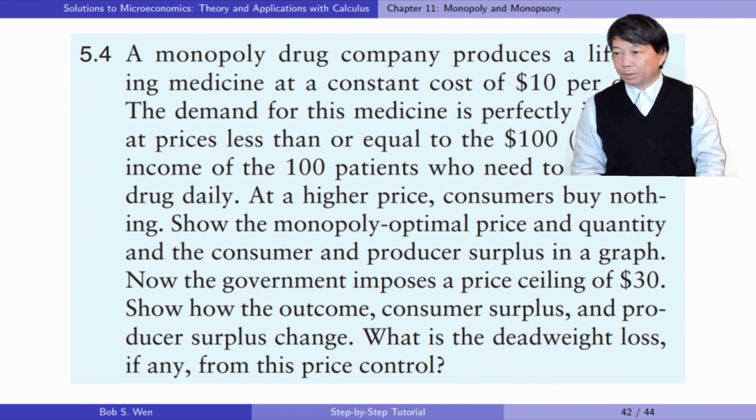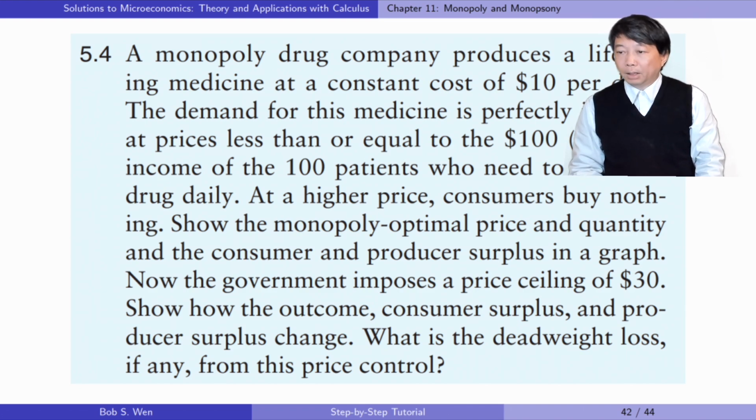Let's find answers to exercise 5.4. A monopoly drug company produces a life-saving medicine at a constant cost of $10 per dose. The demand for this medicine is perfectly inelastic at prices less than or equal to $100. 100 patients need to take this drug daily. At a higher price, consumers buy nothing. Show the monopoly optimal price and quantity and the consumer and producer surplus in the graph.